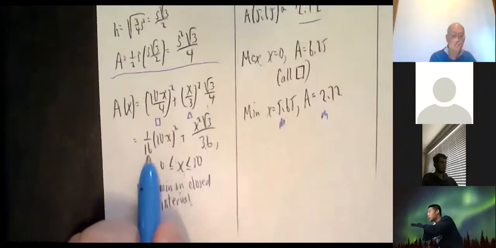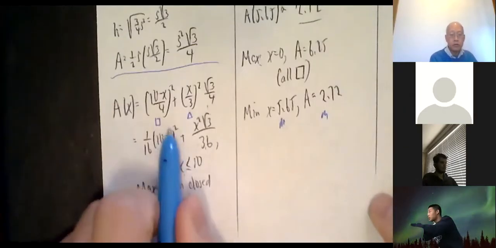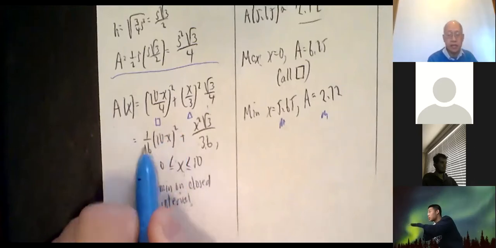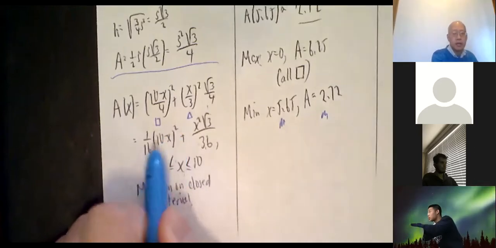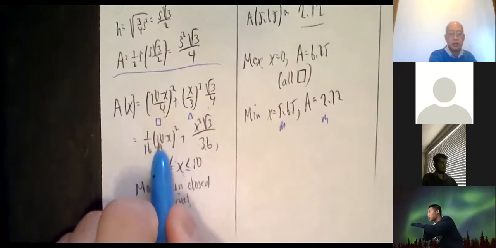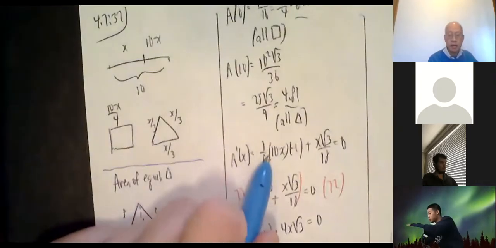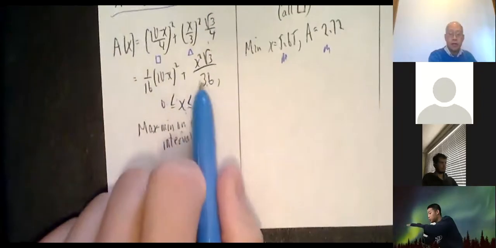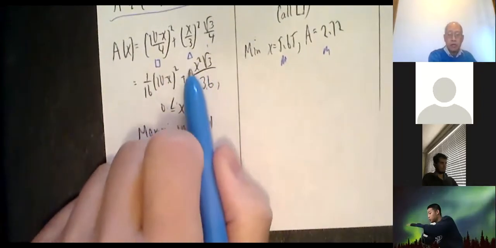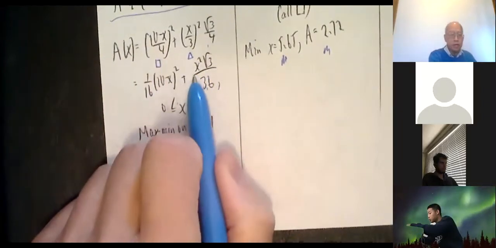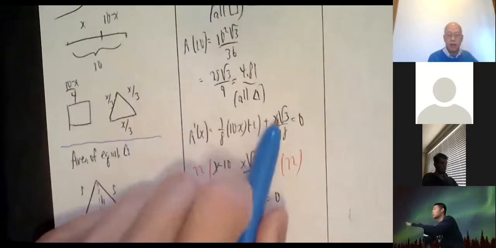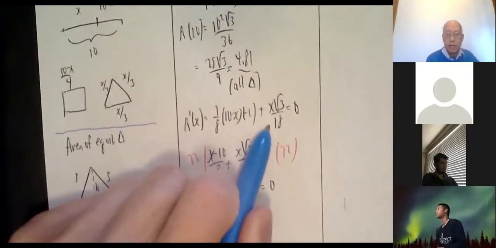Okay, so I need to take the derivative of this guy. So the derivative is 2 times 1/16, 1/8, 10 minus x times -1, the derivative of the inside by the chain rule. So 1/8, 10 minus x times -1. The derivative of this, 2 comes down, 2 over 36 is 1 over 18. So x radical 3 over 18, set it equal to 0.